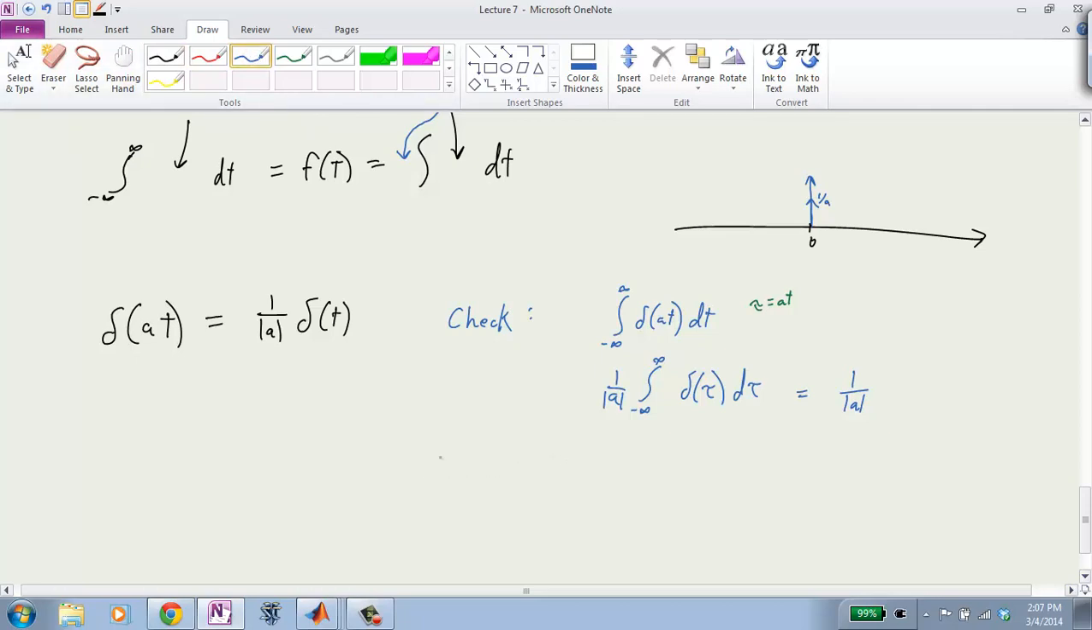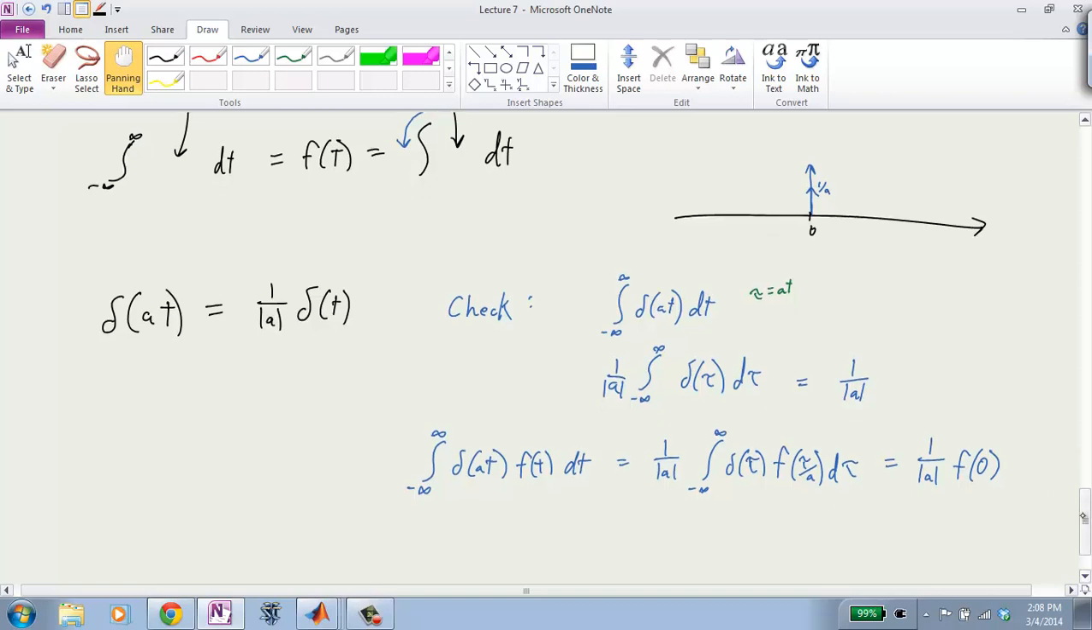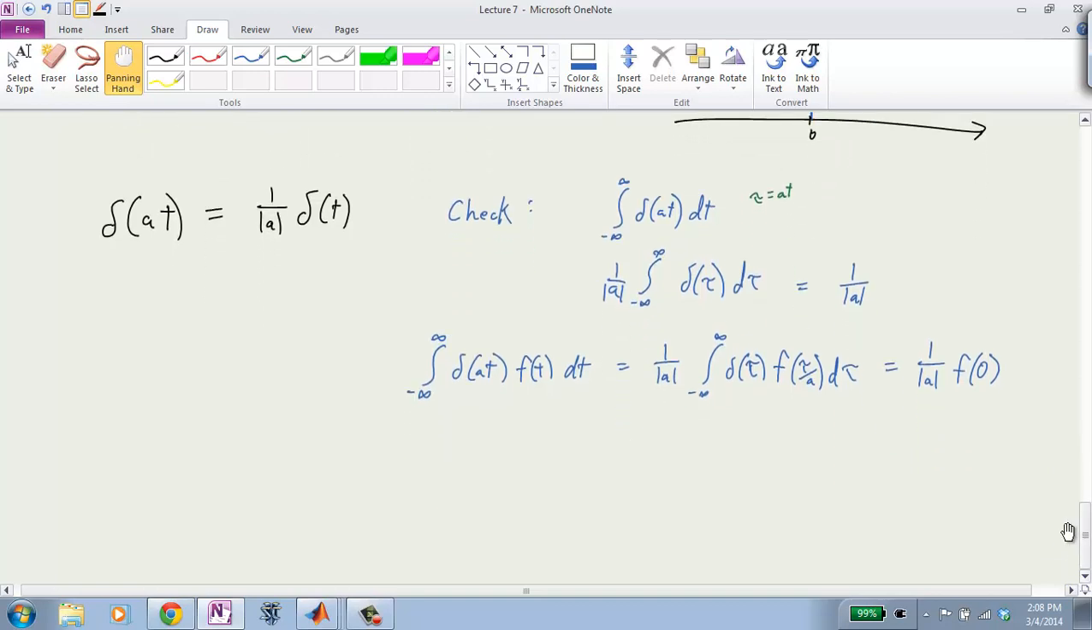The real way to check would be to say, what is the integral of delta of at times f of t dt, and this would be, by the same substitution, 1 over the absolute value of a, integral from negative infinity to infinity of delta of tau f of, and I'd replace the t with tau over a, d tau. Then I just have a regular delta function, right? So I would say that's 1 over the absolute value of a times f of 0, and that's exactly what it would have been for this delta function here. So these both behave the same way when you multiply by a function and integrate, okay? Is this making sense? I'm going to go through some more examples, but are there any questions?